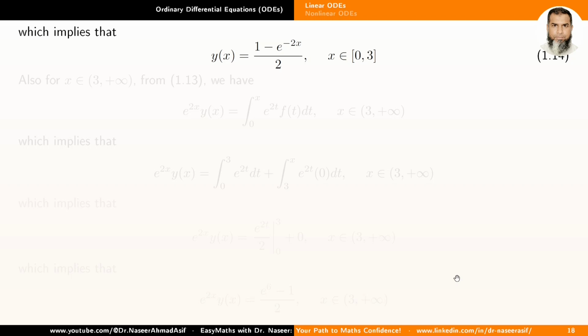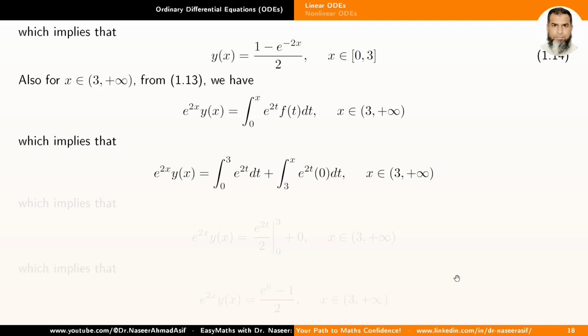Also for x equal to 3 to plus infinity open interval from equation 1.13, we have exponential 2x into y of x is equal to integral from 0 to x of exponential 2t f of t dt, where x equal to 3 to plus infinity open interval. So exponential 2x into y of x is equal to integral from 0 to 3 of exponential 2t dt plus integral from 3 to x exponential 2t into 0 dt. So exponential 2x into y of x is equal to exponential 2t over 2 from 0 to 3 plus 0.